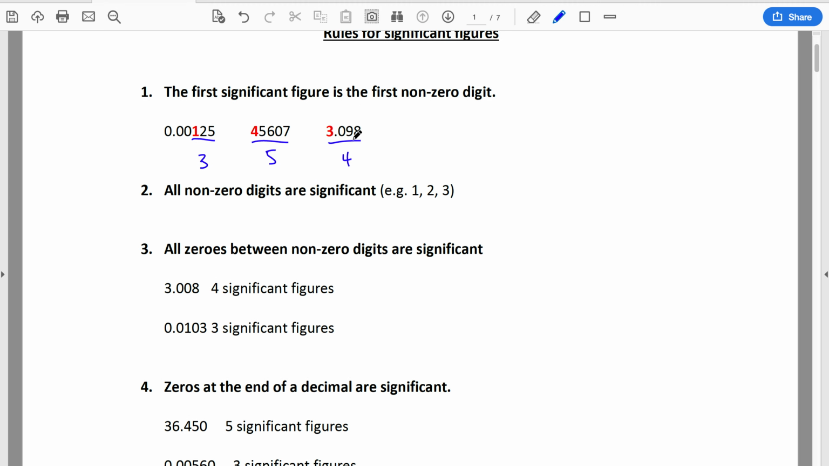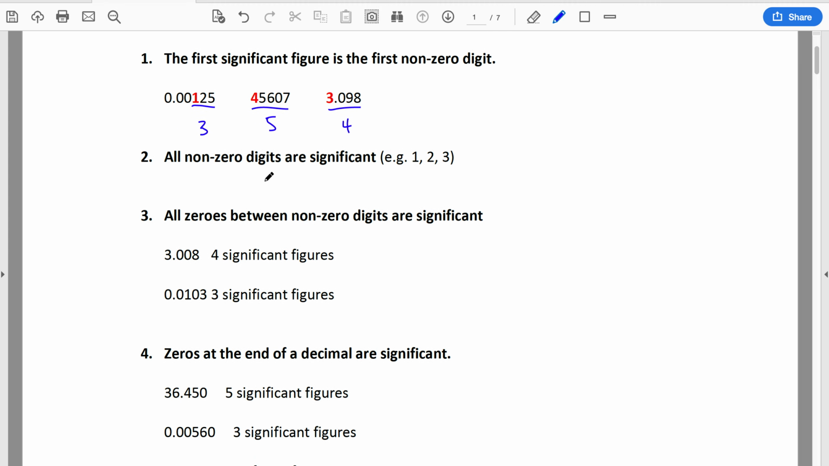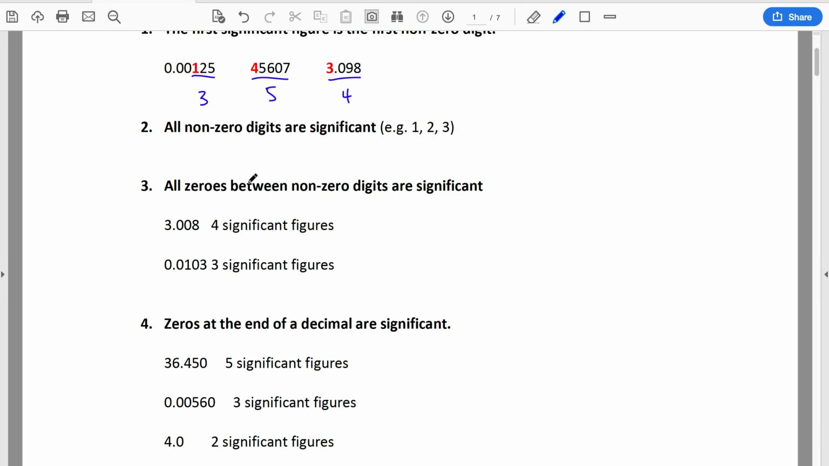The second thing is that all non-zero digits are significant. I mentioned that before. Also all zeros between non-zeros. That's why that one there and this one here are counted as significant, because they are between numbers that are not zeros. So this one has 4 significant figures, and this one has only 3, because the first one is the first non-zero from left to right. So 1, 0, and 3 are significant.